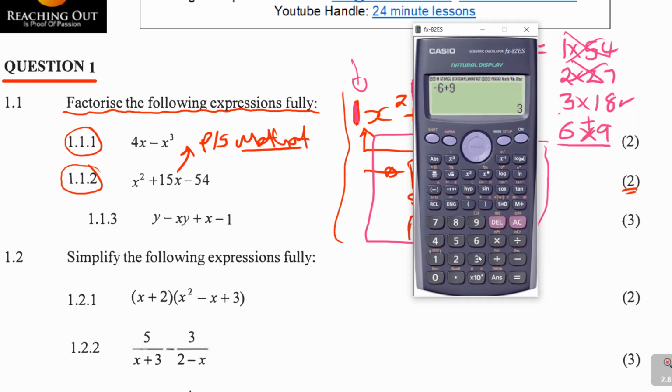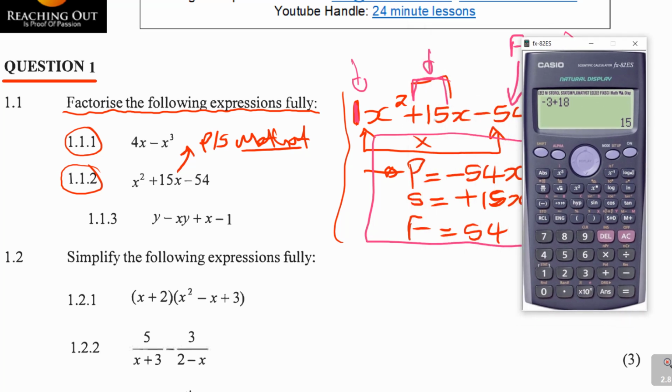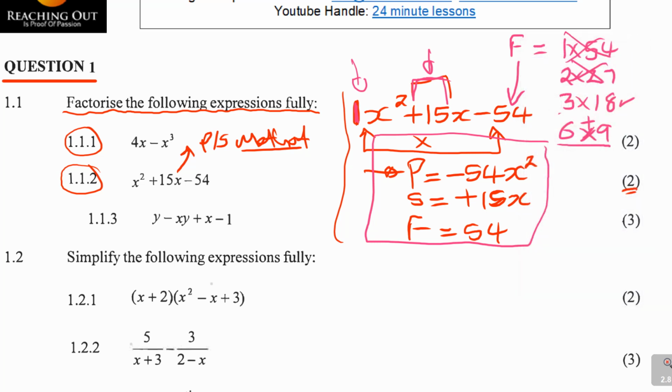What about 3 and 18? If I say 3 times negative 18, it gives me negative 54. It doesn't matter, I can say negative 3 times 18, I get that. But what if I start adding here? I say plus. What do I get? I get positive 15, which works now. So the factors that I'm looking at are coming from this number here.